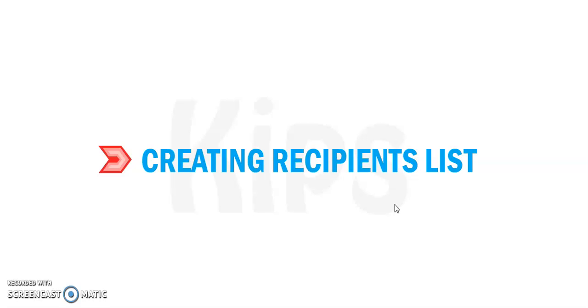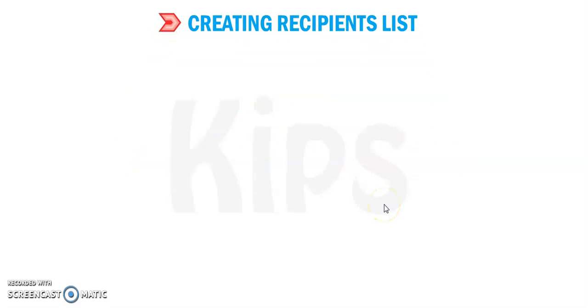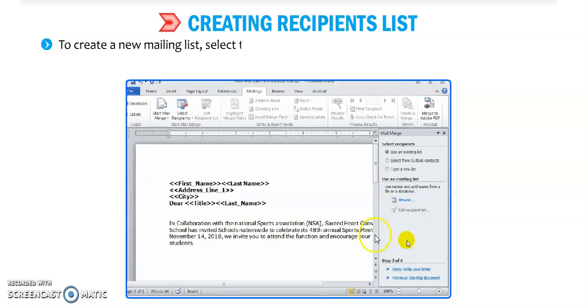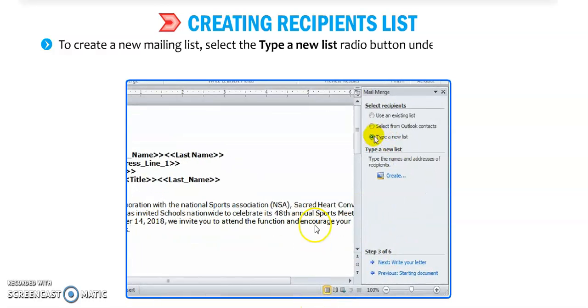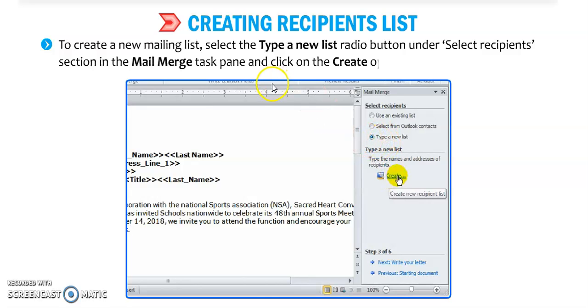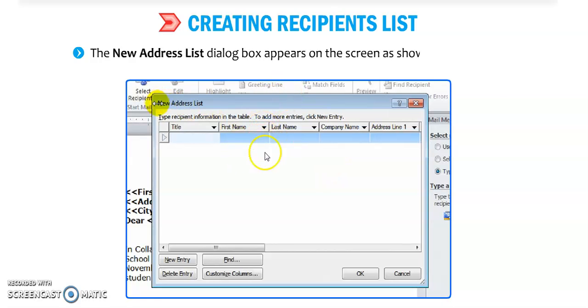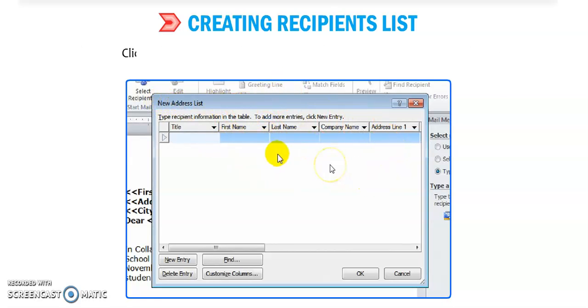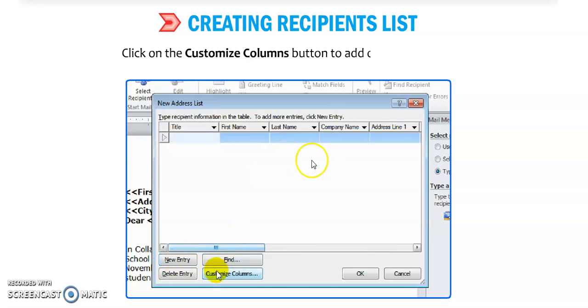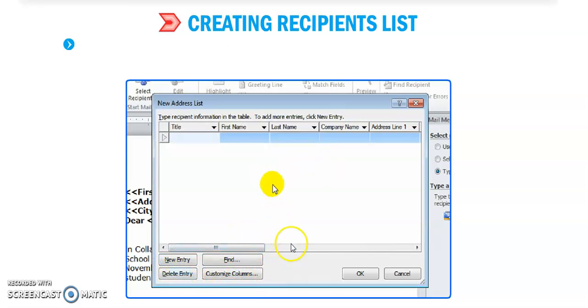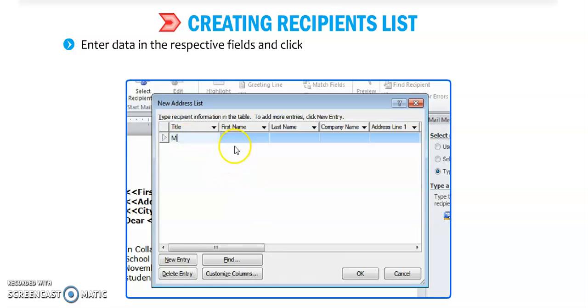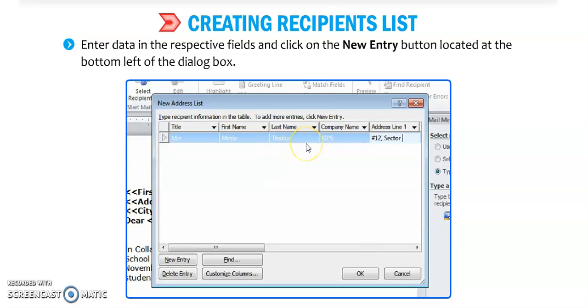After that, creating a recipient list. How can we create a recipient list? First we have typed that letter, and now we have to create a new mailing list. Select the Type a new list radio button under the Select recipients section in the mail merge task pane. Then the New Address List dialog box will appear on the screen as shown in the figure. Click on Customize Columns. Then enter data in the respective fields and click on the New Entry button located at the bottom left of the dialog box.